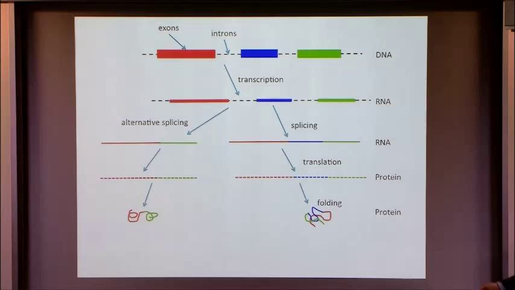So actually, many genes, and I'll come to how many in a minute, can be alternatively spliced. Sometimes the exons can be shuffled in different orders, and that gives you a different protein product, with a completely different function. Okay, so in humans, again, this is hard to measure.